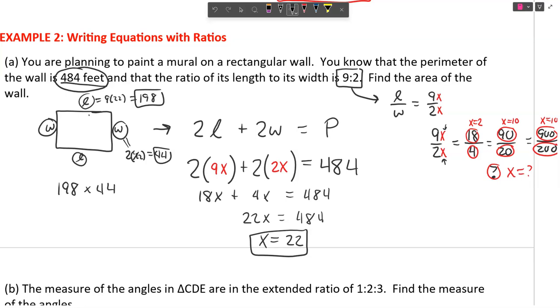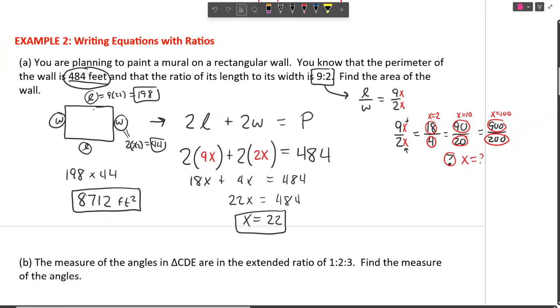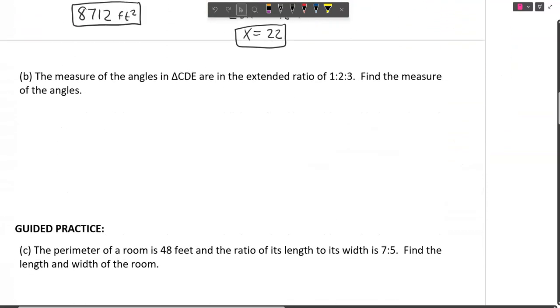If we want to find the area of a rectangle, we're going to multiply those two together. So that's going to give me 8,712, and we would say feet squared since we're talking about an area. So that's one example of using ratios to be able to solve for something. The other, we're going to talk about triangles.